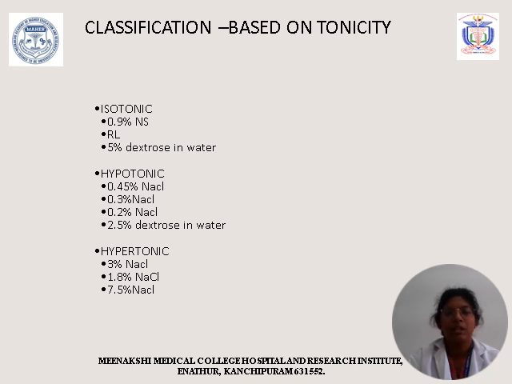Next is the classification based on tonicity, which will be isotonic, hypotonic and hypertonic. Isotonic will be 0.9% NS and oral and 5% dextrose in water. And hypotonic will be 0.45% NaCl, 0.3% NaCl, 0.2% NaCl, 2.5% dextrose in water. Hypertonic will be 3% NaCl, 1.8% NaCl and 7.5% NaCl.